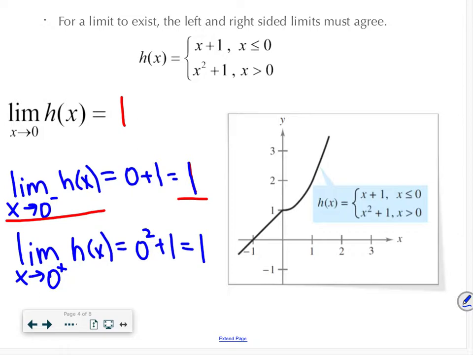What would we do if the two limits didn't agree? Great question. If our right and left hand limit does not agree, what do we like to say? Doesn't exist, okay? So if these two would not have been the same, then up here your answer would be does not exist. Okay?